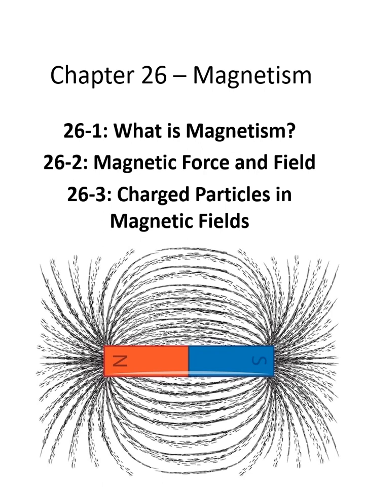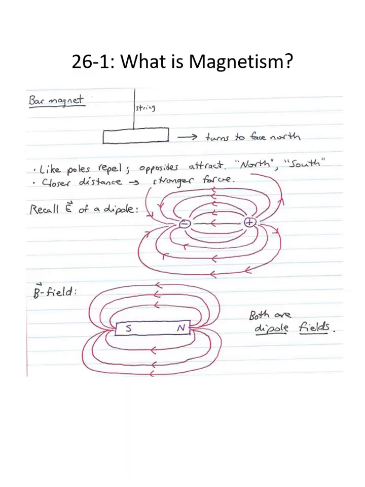This is the beginning of chapter 26 in Physics 104b. We're going to start our look at magnetism. And in this first video, I'm going to cover the first three sections of the chapter: what is magnetism, magnetic force and field, and charged particles in magnetic fields. Let's start with section 1.